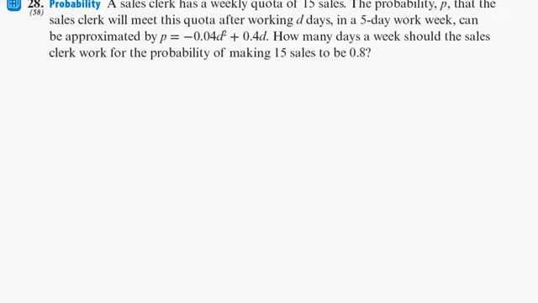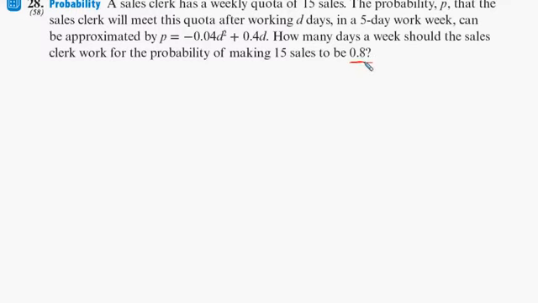Okay, they're calling this a probability problem, but when you read through it, I think you'll discover that it's actually testing your ability to solve quadratic equations more than anything else. The probability equation is given to us as a P equation, and we're clearly told that we want the probability to end up being 0.8.